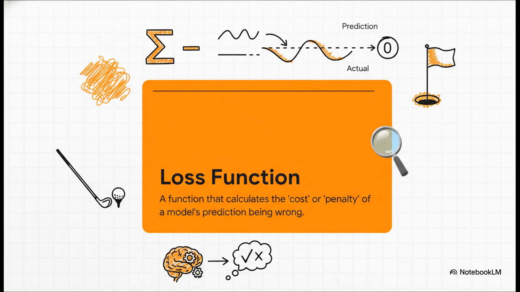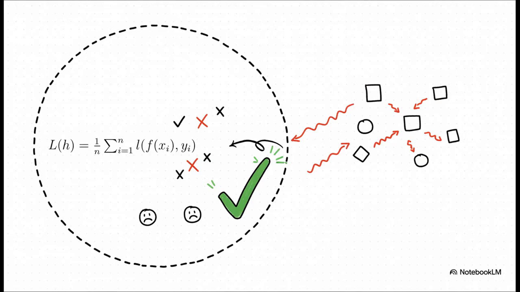The golf analogy is absolutely perfect here. You want the lowest score possible. A score of 0? That's a hole-in-one, a perfect prediction. But here's the thing. We don't just care about getting one prediction right. That's easy. We need a hypothesis that works well across all of our data. So what we do is calculate the loss for every single data point, and then we just take the average. That final average score tells us how good our hypothesis is overall.